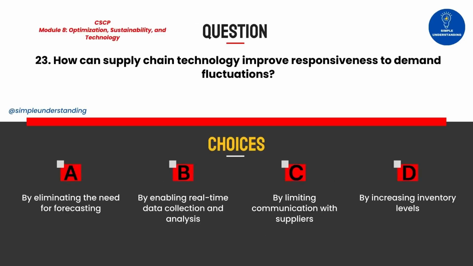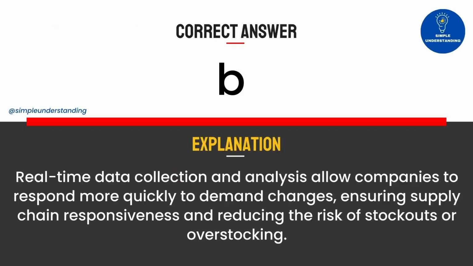23. How can supply chain technology improve responsiveness to demand fluctuations? A. By eliminating the need for forecasting. B. By enabling real-time data collection and analysis. C. By limiting communication with suppliers. D. By increasing inventory levels. Correct answer, B. Explanation. Real-time data collection and analysis allow companies to respond more quickly to demand changes, ensuring supply chain responsiveness and reducing the risk of stockouts or overstocking.